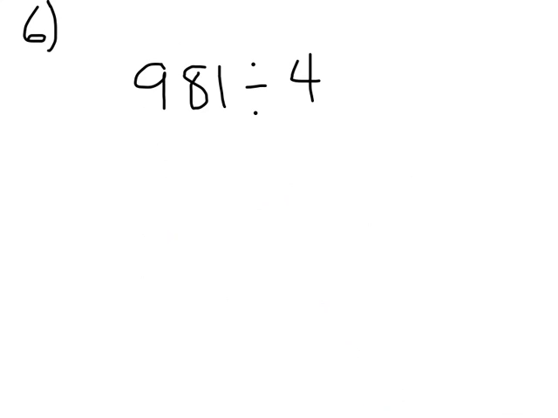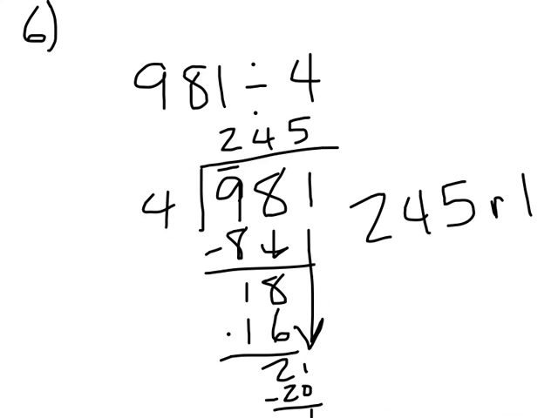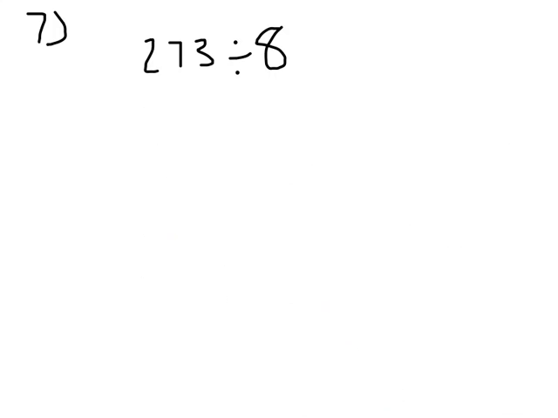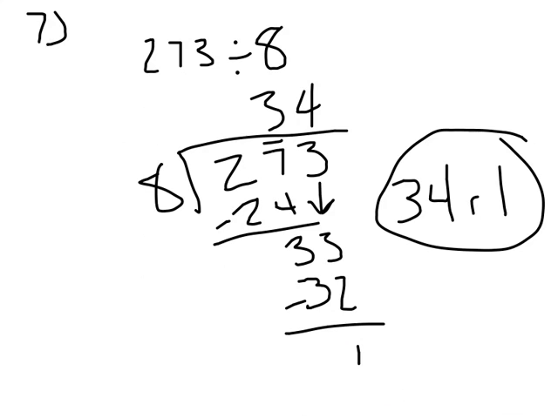Now try another on your own. What's 981 divided by 4? Go ahead and solve that problem now. 981 divided by 4 is 245, remainder 1. Go ahead and check your work with mine. Pause the video if you need to make sure our work matches. Try another one. What's 273 divided by 8? 273 divided by 8 is 34, remainder 1. Check your work with mine. If you need to, pause the video to make sure our work matches.